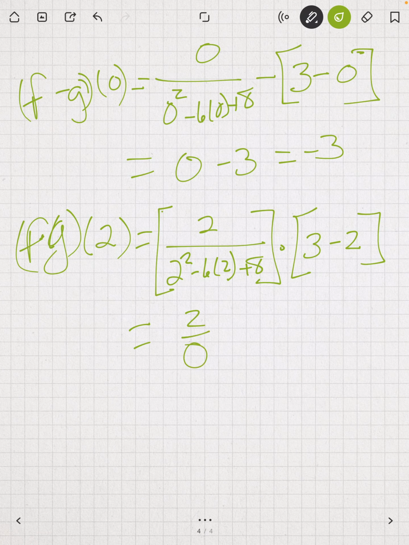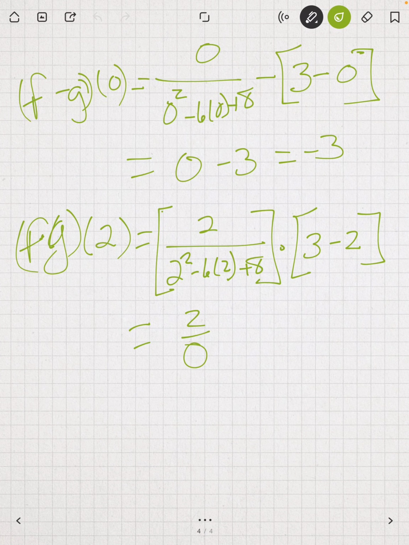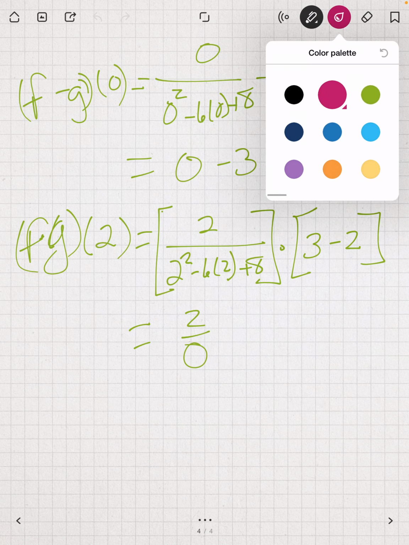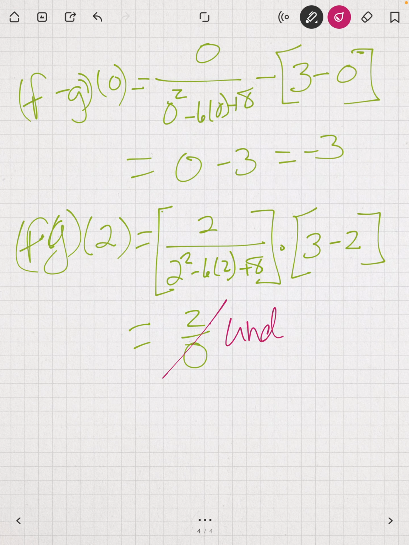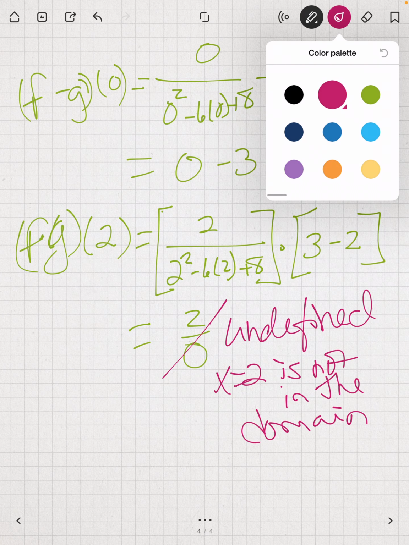What does that show us? Let's go back. What was our domain? x not 2, x not 4. So here we have that this is undefined. x equals 2 is not in the domain. Switch back to green. We'll do one more example.